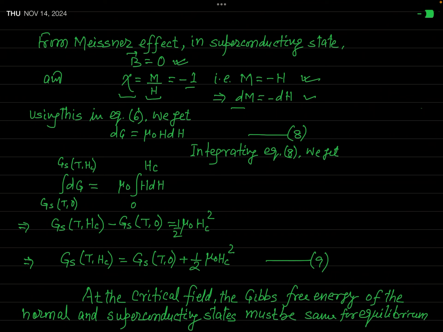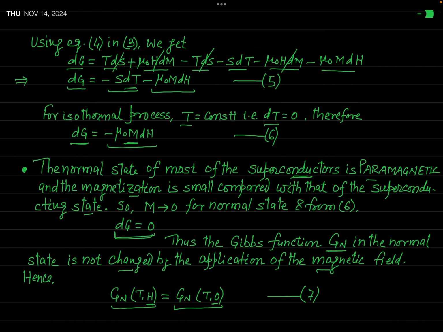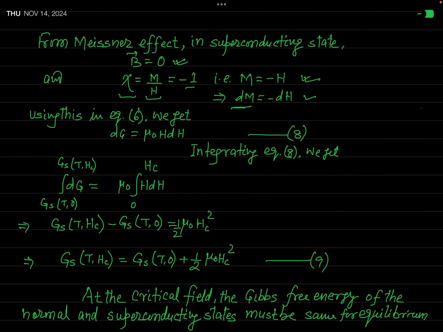So making use of this result in this equation 6, you can write dG will be equal to minus mu naught M dH, but instead of dH now we will write minus dM, so that will be plus mu naught M dM. So you can see dG will be then equal to mu naught H times dH. Now to find the total change in this Gibbs potential, let us integrate this equation. And we have taken the two values of Gibbs potential. One is when field is 0, and this is the lower limit. This is for the superconducting state.